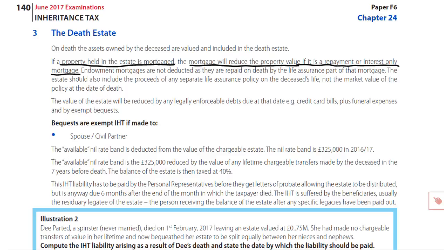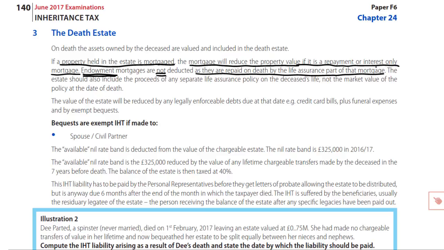But then we have to watch out for the exception to that. Again, watch out for that word, an endowment mortgage. Endowment mortgages are not deducted. As a result of the death of the taxpayer, they will be repaid on death by the life assurance part of that mortgage. If you have such a thing, and don't worry about the name, it is just a name to recognise. Again, you don't have to appreciate every detail about a particular financial instrument here. But all you've got to do is to recognise, if they tell you it's an endowment mortgage, we do not deduct the endowment mortgage from the value of the property.